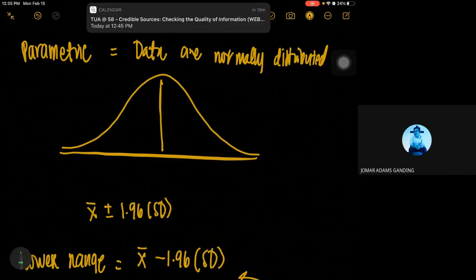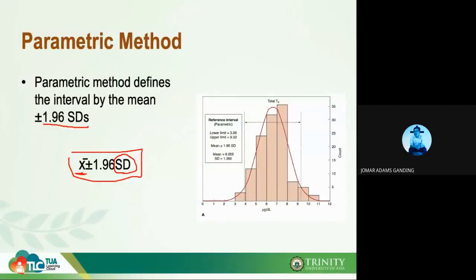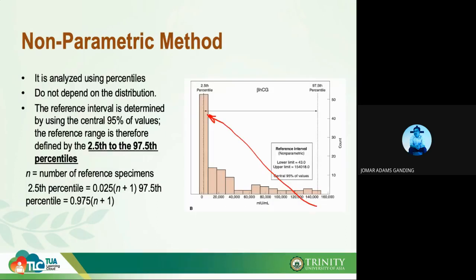So, on the other hand, what about not normally distributed? What are we going to use, children? We're going to use your non-parametric. In non-parametric, it's actually quite complicated if you would look at it. But do not worry, I got you. We'll just try to explain it direct to the point. So always look for this one.